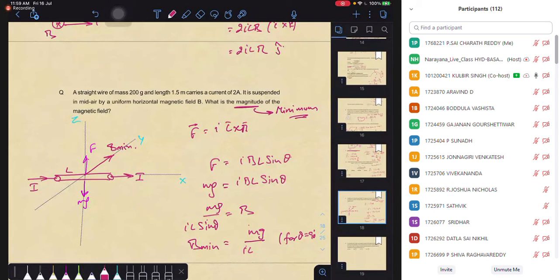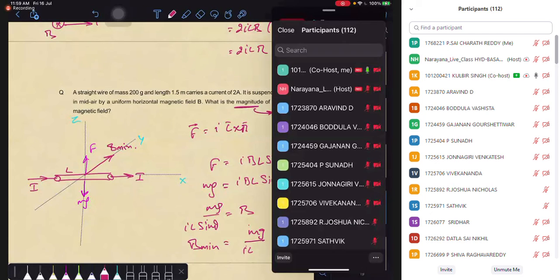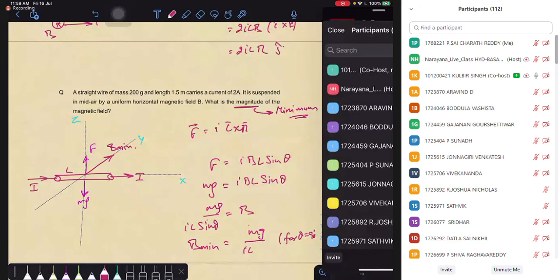I hope, is it okay? Clear? No confusion? Is that okay? Clear?